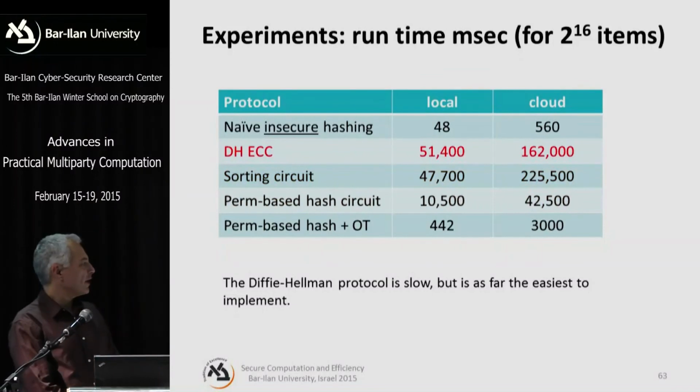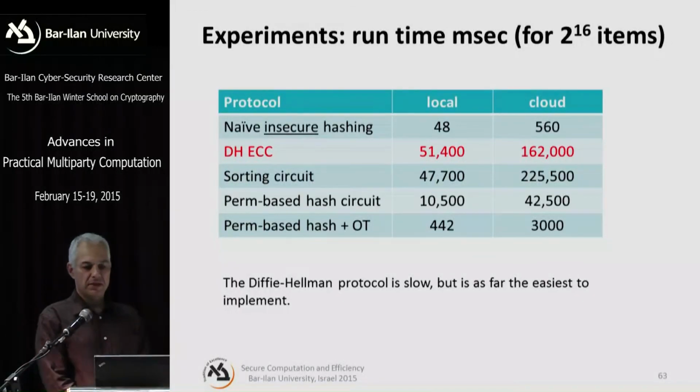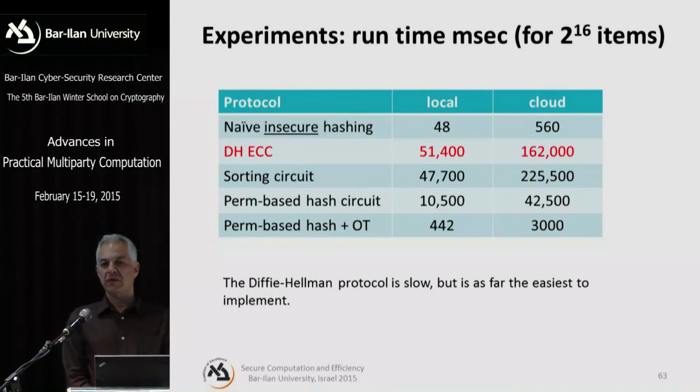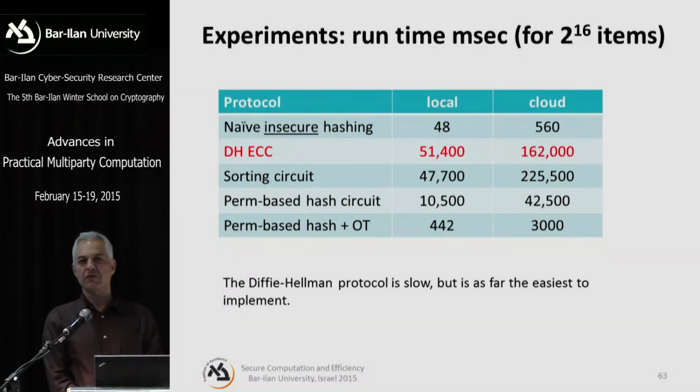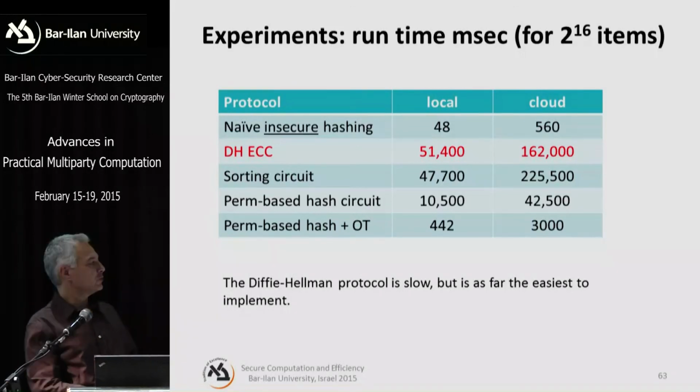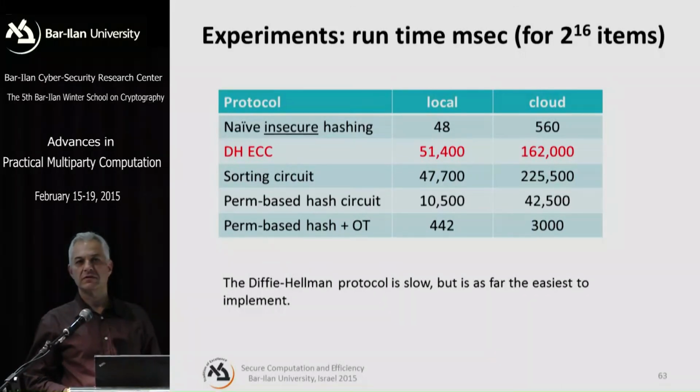Now, if you look at the Diffie-Hellman protocol based on elliptic curve, it's almost the slowest one, but it's definitely the fastest one to implement. So I would say if you want to implement Diffie-Hellman, you can do it tomorrow. If you want to implement any of the other protocols, you have at least 2 papers to read and a few weeks of development time. So if you need this, you should start with the Diffie-Hellman solution.